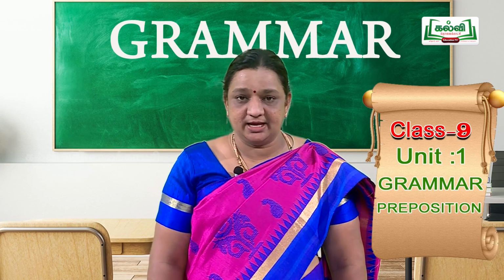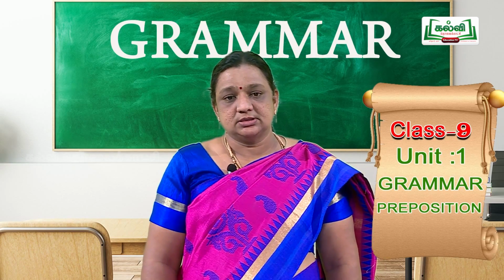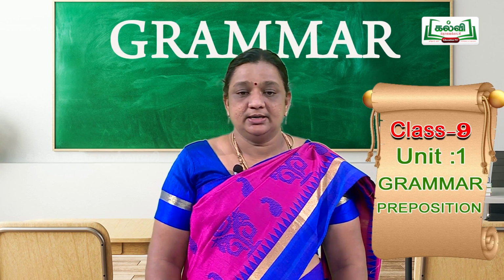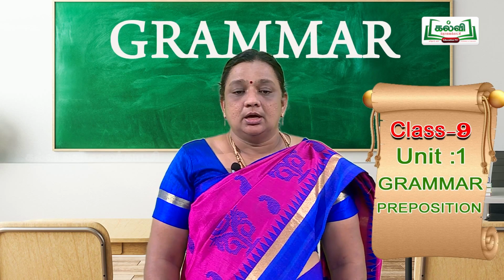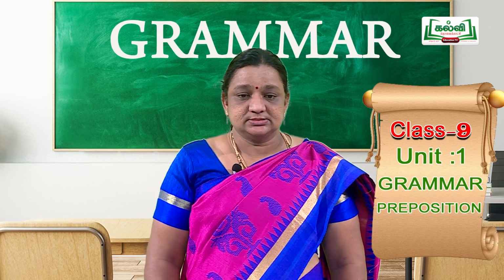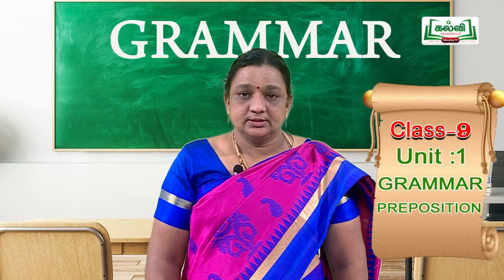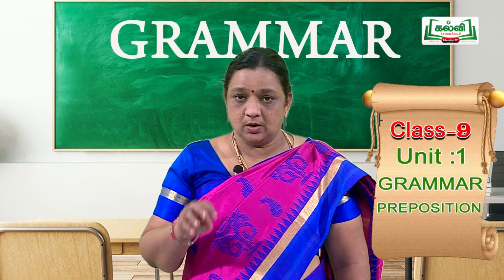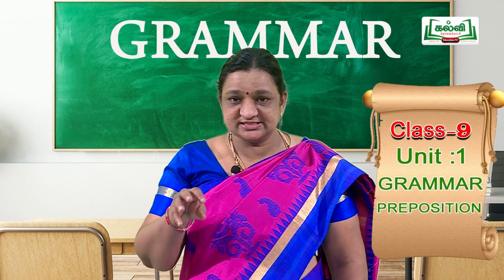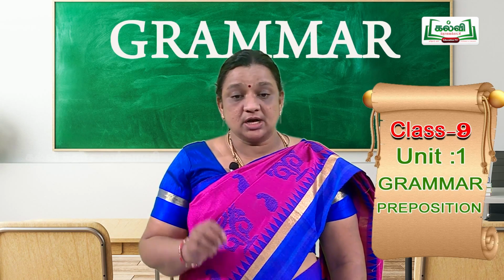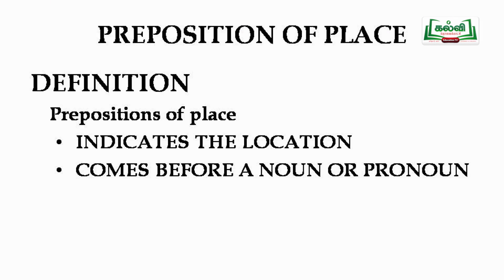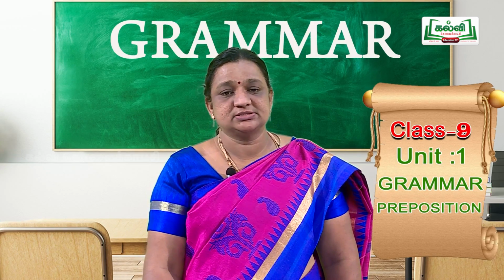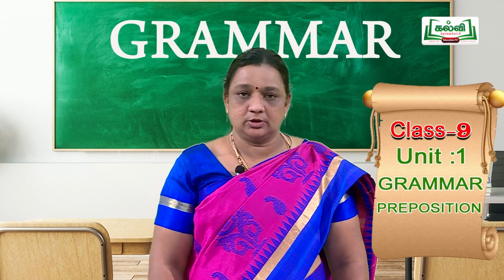Preposition of place indicates the location, and it also tells us the location of the place, how the noun stands there. It all comes before a noun or a pronoun. So, the preposition of place usually comes before a noun or a pronoun.